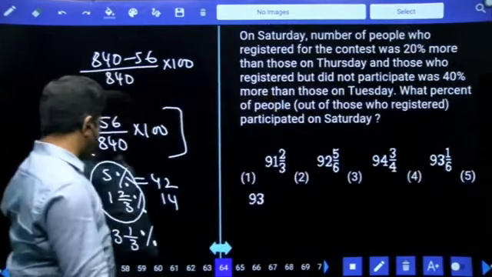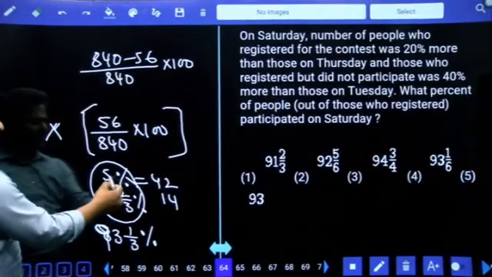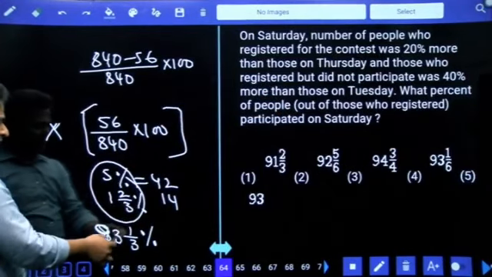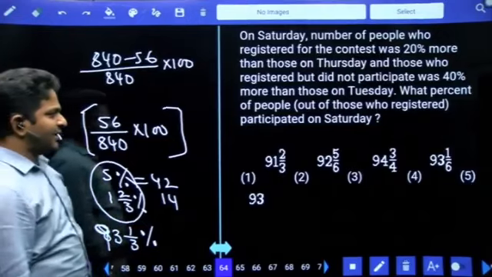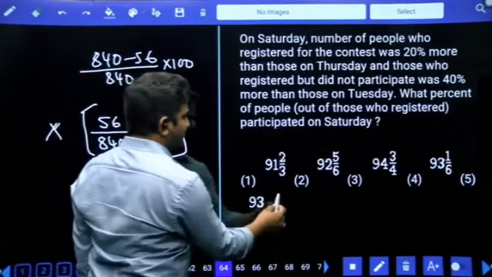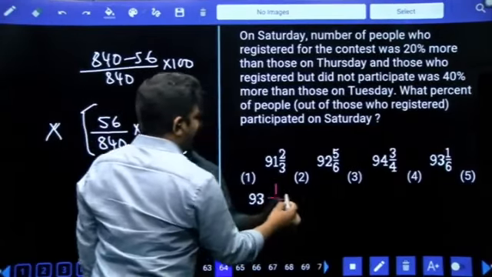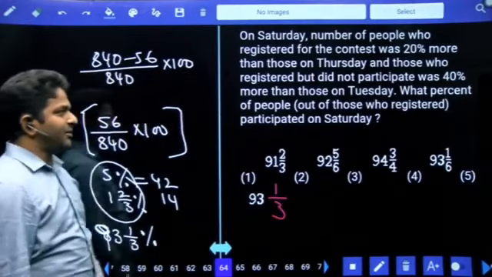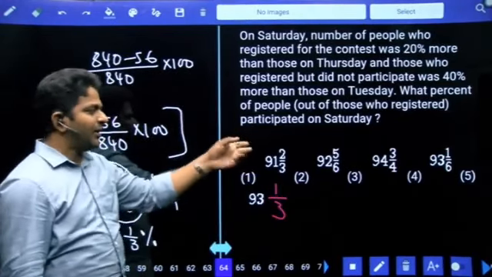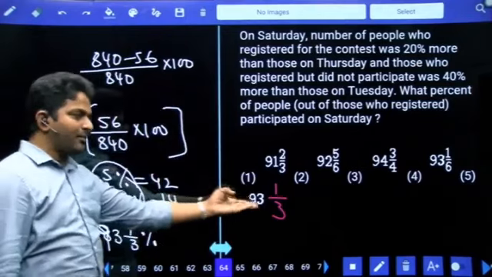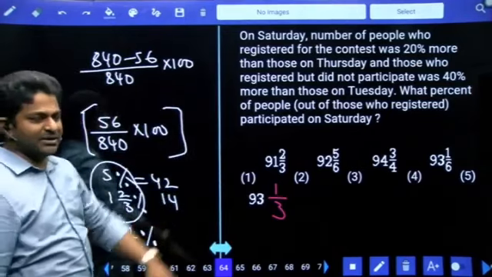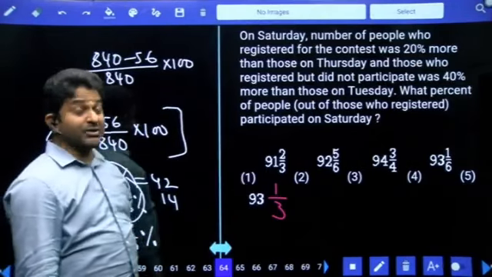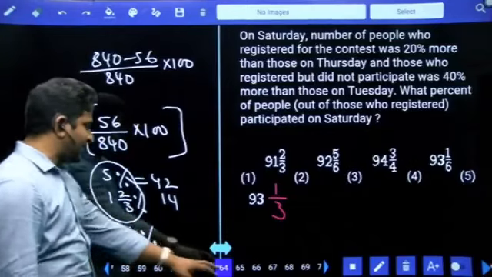93 1 by 3. Yes, 1/3 is 1 2 by 3, so 6 2 by 3. It has to be 93 1 by 3, fifth option. Let's make it 93 1 by 3 because you are not asked to calculate approximate. If you are asked to calculate approximate, probably we can go for 93 1 by 6 or so. So the fifth option has to be 93 1 by 3%, and that is our answer.